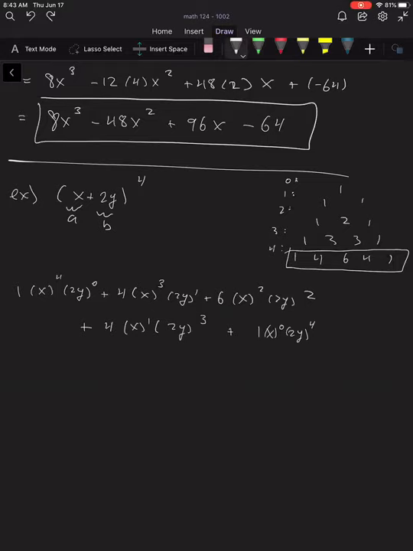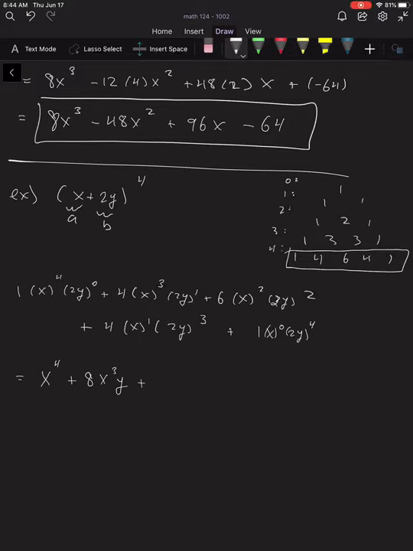Okay, so now let's do some simplifying. The first term is just x to the 4th, because anything to the 0 power is just 1, so we have 1 times x to the 4th times 1. The next one, what we have is, 2 times 4 is 8, x to the 3, and then just a y.